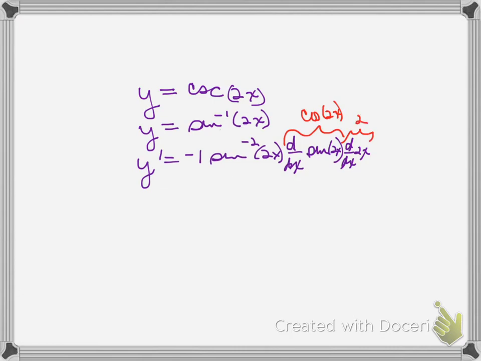So therefore, when you pull everything together, y prime equals, okay, let's put the 2 in front with the negative 1, so that makes it negative 2. And I'm going to do cosine 2x, and I'm going to go ahead and put sine squared 2x in the bottom. Alright, so that's a nice answer.